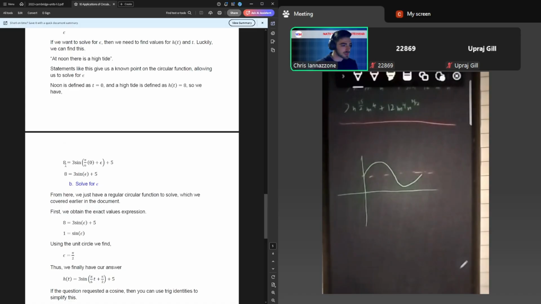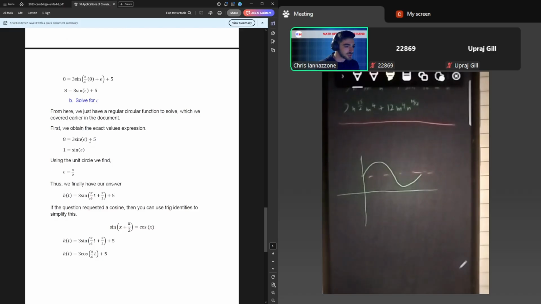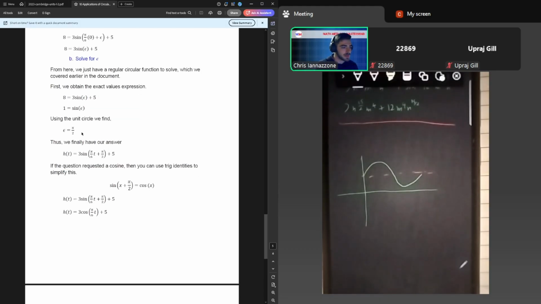We plug those into our equation. So there's our h equals 8, our t equals 0. And that is just a circular function that we can solve using the methods we're already familiar with. So we rearrange, subtract 5 from both sides, divide by 3. That gives you 1 equals sine of epsilon. And then using the unit circle, we can find a pretty easy solution to that, pi over 2.